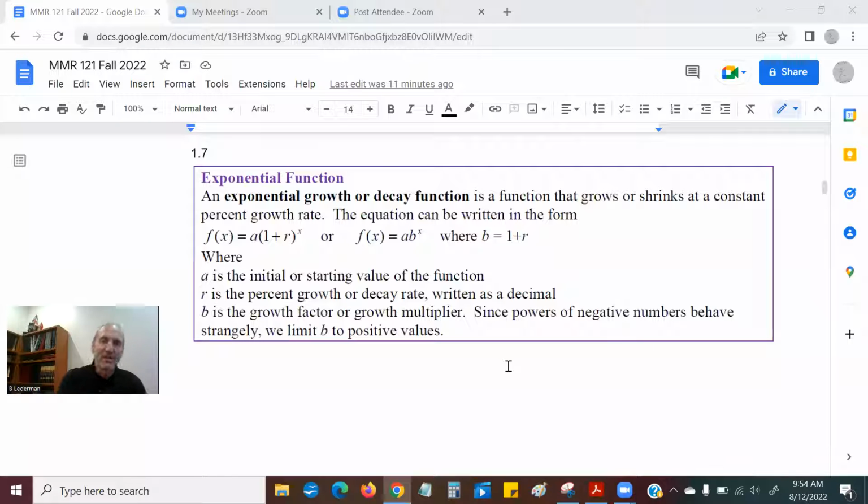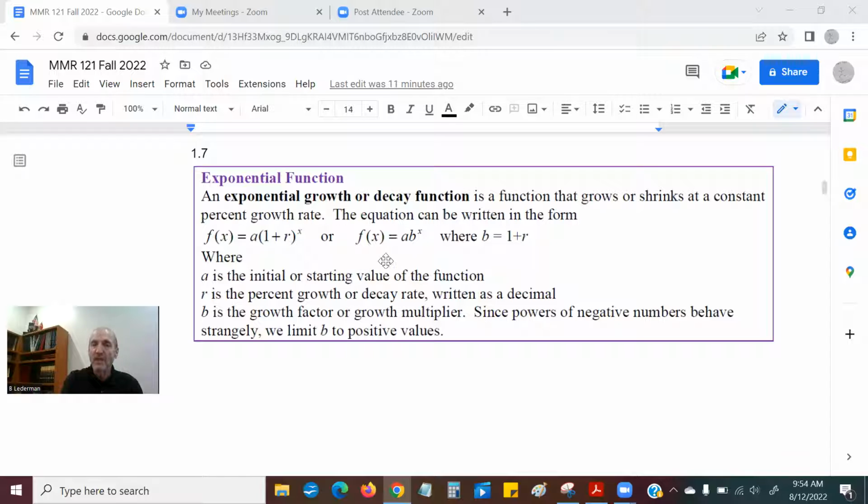Hi, everybody. This is again a review for section 1.7, exponential functions. An exponential growth or decay function is a function that grows or shrinks at a constant percent growth rate or shrinkage rate. The equation is written in the form f of x is equal to a times 1 plus r to the t power. So that t is an exponent. That's why we call it an exponential function.